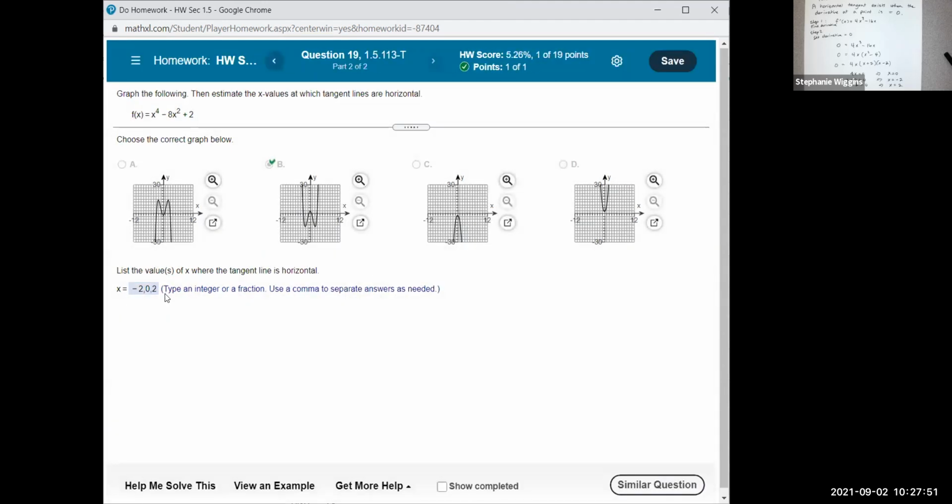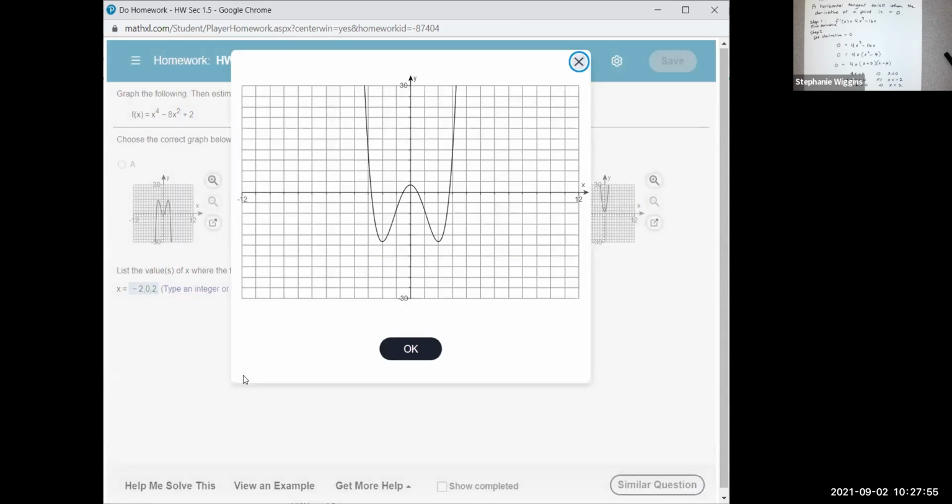Okay, and then let's just look at this and I'll show you. Here, you can see where the horizontal tangents are. Right here, there's a horizontal tangent. So at -2 and +2 on the x-axis, and then up here at 0. So those are the tangents.